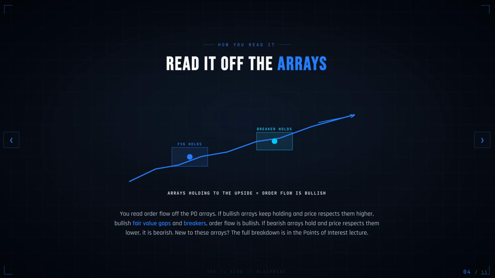You read order flow off the PD arrays. If bullish arrays keep holding and price respects them higher, bullish fair value gaps and breakers, order flow is bullish. If bearish arrays hold and price respects them lower, it is bearish. New to these arrays? See the full breakdown in the point of interest lecture.